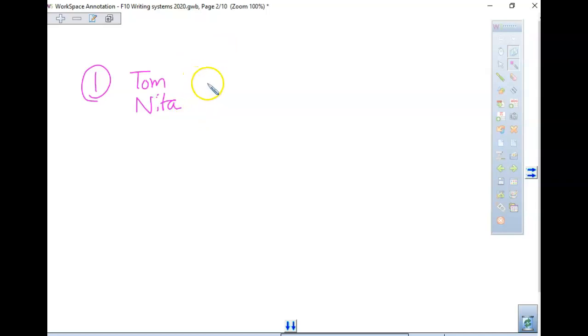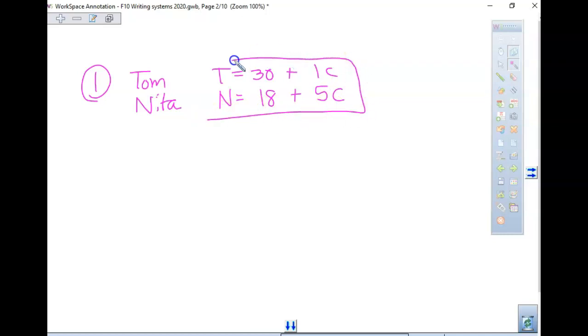But in this case, if we are looking at the number of CDs, we might write an equation and say T equals, so Tom had, what did he start out with? How many CDs? 30. Plus, he's adding how much each month? Plus 1 CD, so 1 C, right? And Nina's equation is that she started with how many CDs? She started with 18. And each month she's adding 5 C. And this is as simple as you can read this as your answer.